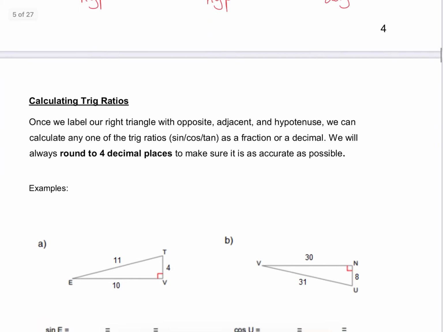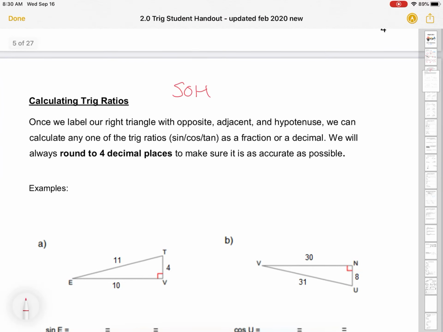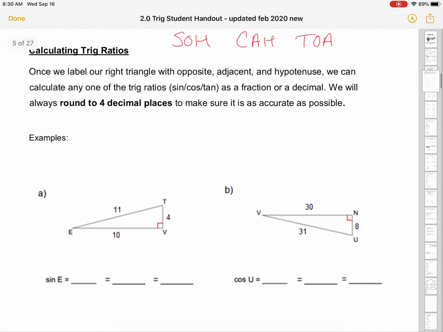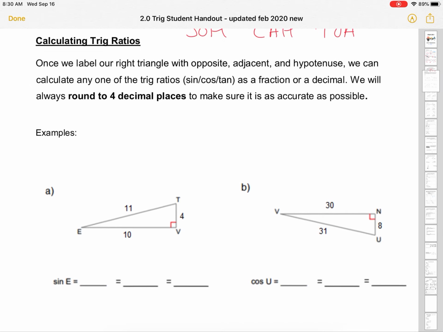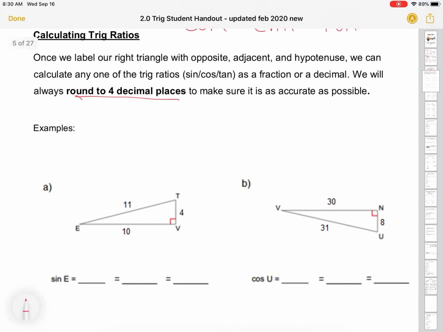Now when we calculate the trig ratios, Soh Cah Toa, and I like to write that everywhere to remember. First we label, and then we can figure it out. So we're always looking for the angle of interest, and then we can label our sides. In this first one, it says always round to 4 decimal places to make sure it's as accurate as possible.